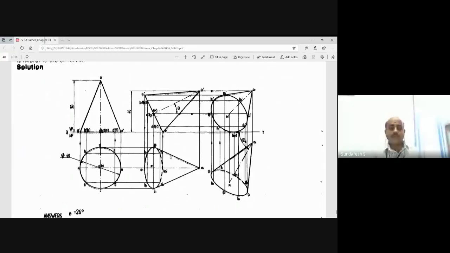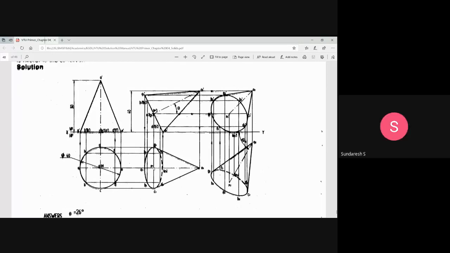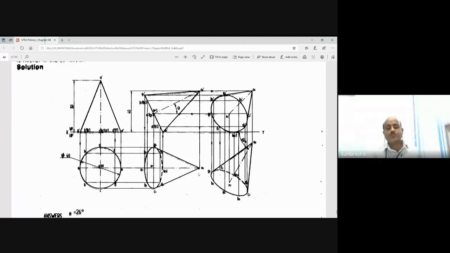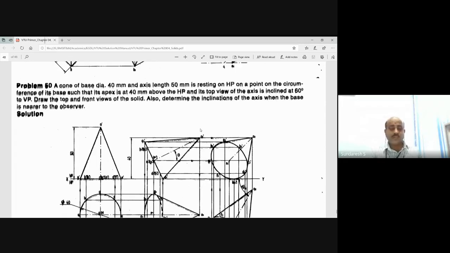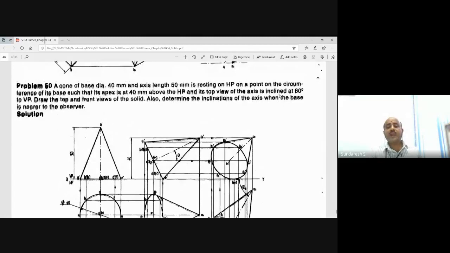And P1 dash, this is the axis that we get. Okay, so now this is the second position top view. Now the condition in the question that we have to satisfy is that the top view of the axis is inclined at 60 degrees to VP.